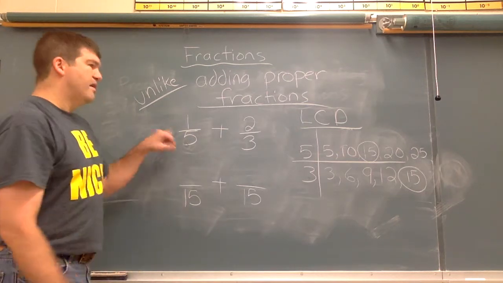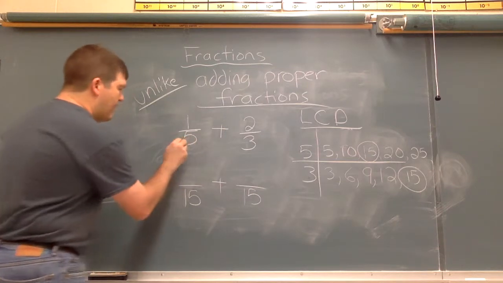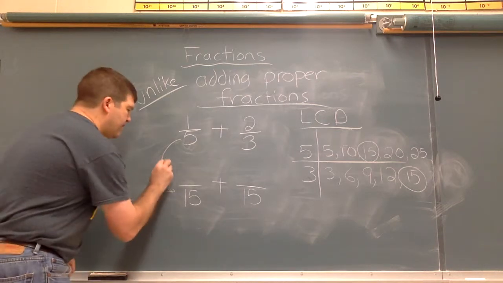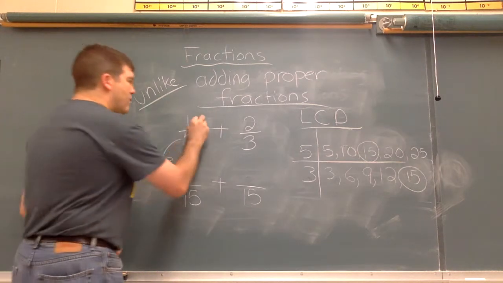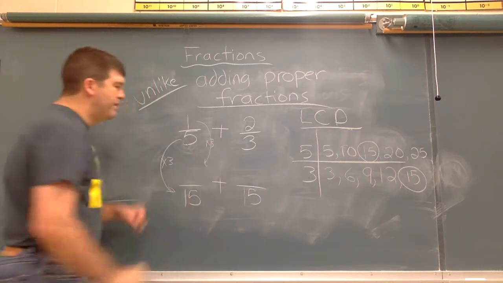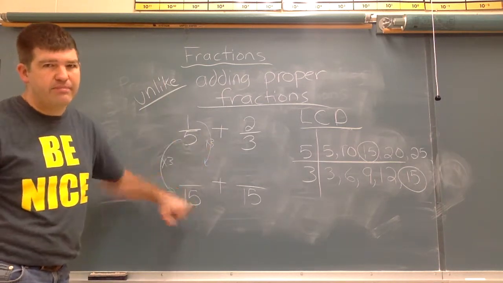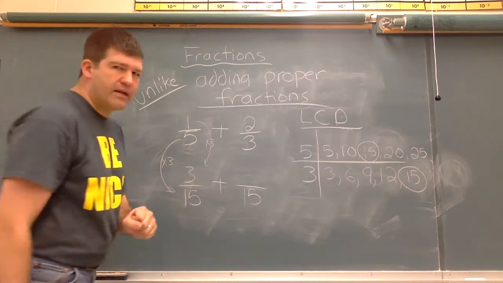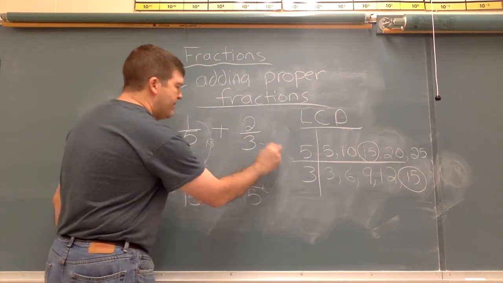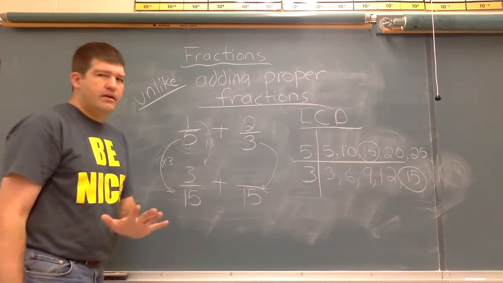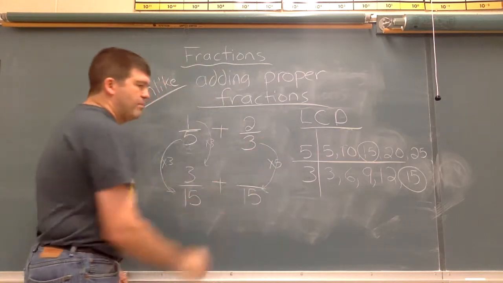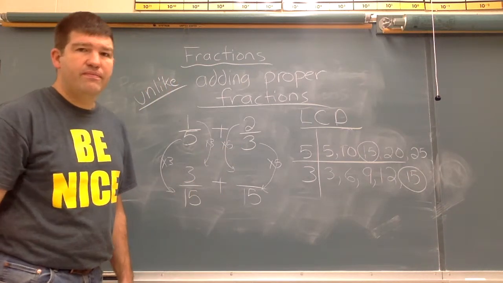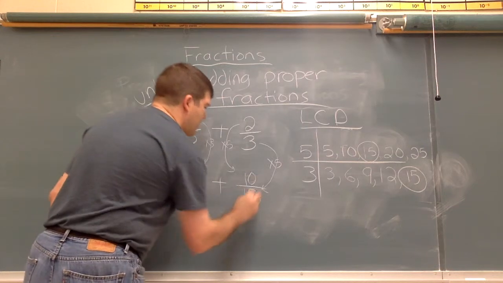I'm getting close to where they are like fractions. That's when I like it. Unlike, not liking it right yet. So 5 times what gets me to 15? 5 times 3. 1 times 3, because if I do it to the bottom, I've got to do it to the top. It's 3. 3/15 is the same as 1/5. Good. I'm getting close. 3 times what gets me to 15? I did it times 5. And if I do the bottom times 5, I've got to do the top times 5. So 2 times 5 is 10.